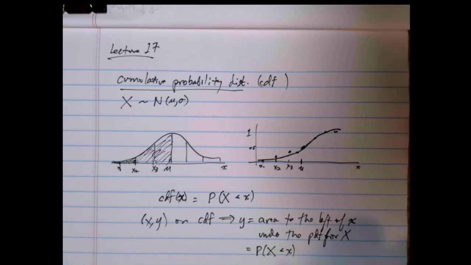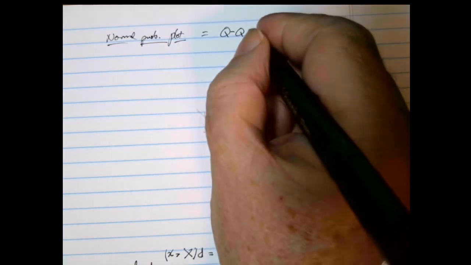Okay, we won't do a great deal with it. Here's the next little thing. I want to talk about the normal probability plot, or what's often called a QQ plot.